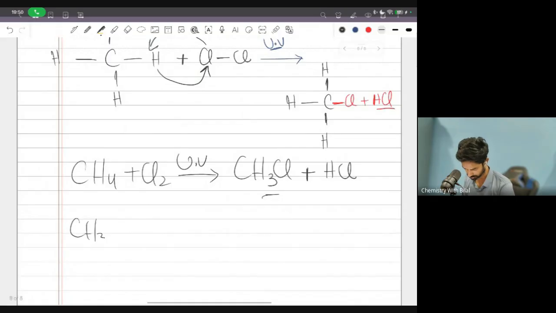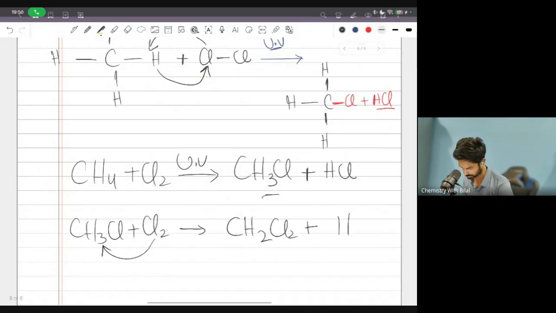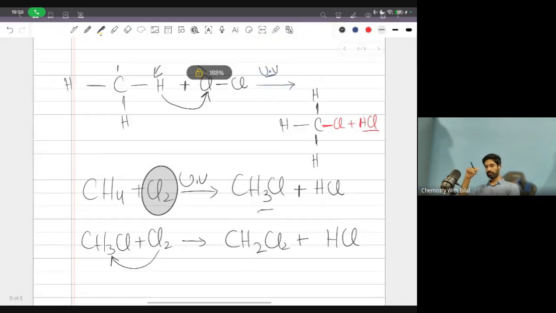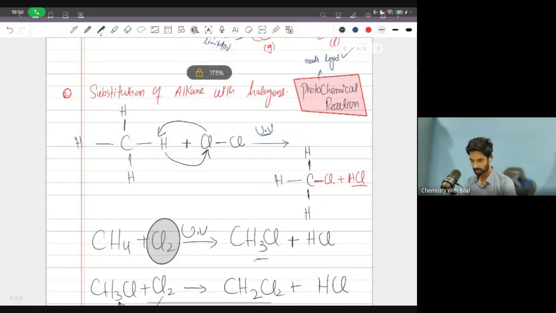But you can replace the next hydrogen as well. Like let's say we have CH3Cl. You react it with chlorine, so the other hydrogen is replaced. Now we have 2 hydrogens, and it will be replaced by the chlorine. So you'll have 2 chlorines and HCl. So you can replace all the hydrogen until all hydrogen are replaced by the chlorine. But it goes one by one. So to replace one hydrogen, we need 1 chlorine molecule, right? To replace other hydrogen, we need other chlorine. So this is called substitution. Alkanes give only substitution reaction.